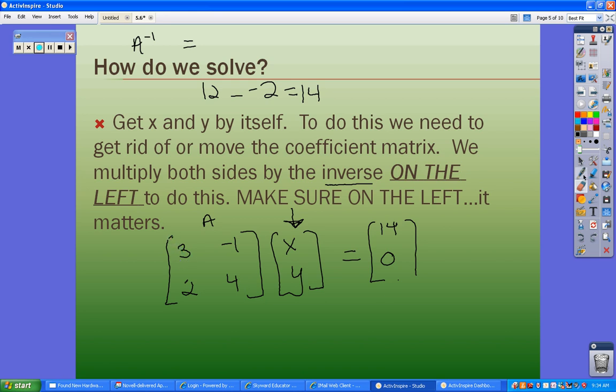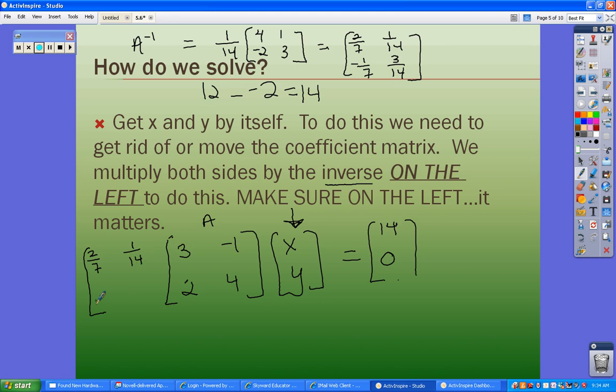So I have the determinant is 14. So now I have 1 over 14. We're going to switch these. So it's 4 and 3. 1 and negative 2. Make those opposites. 4 over 14. That's 2/7. Negative 2 over 14 is negative 1/7. 1/14 and 3/14. Okay, so I'm going to multiply both matrices on the left by this matrix. This is A inverse. So I have 2/7, 1/14, negative 1/7, 3/14.